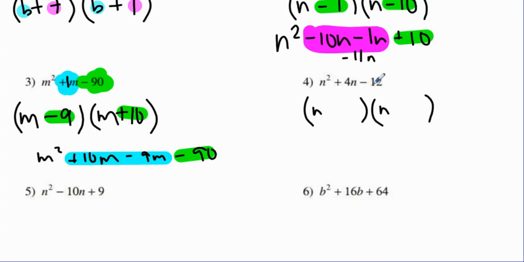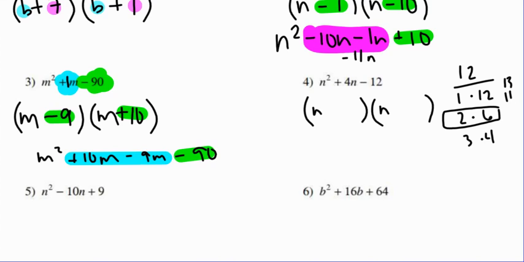And then I need two numbers when multiplied to give me 12, but when added or subtracted give me 4. So I have 1 and 12, 2 and 6, and 3 and 4. So the only combo that can give me anything close to 4 are these two. Right? If I added 1 and 12, I get 13. If I subtract them, I get 11. If I add 2 and 6, I get 8. If I subtract them, I get 4.